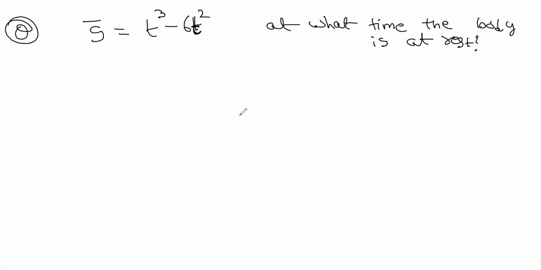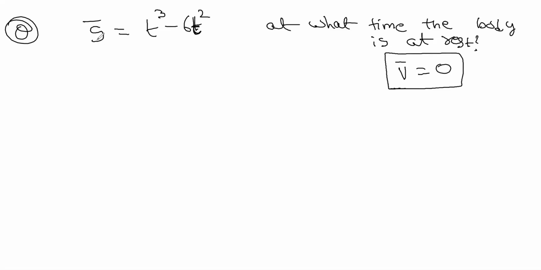What is the meaning of this? The body is at rest means it will stop, it is not moving. Not moving means velocity zero, right? When it's not moving, velocity is zero, correct?